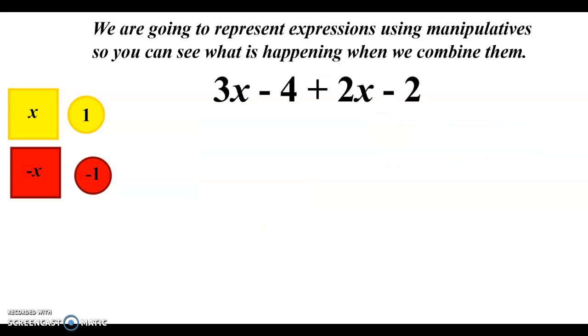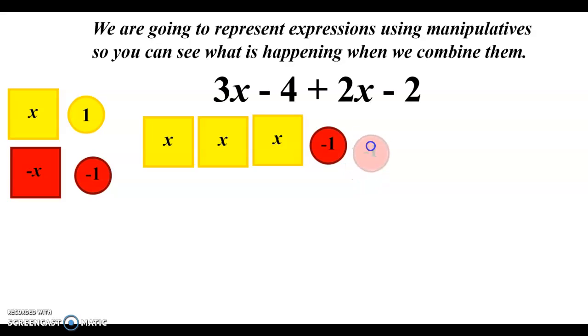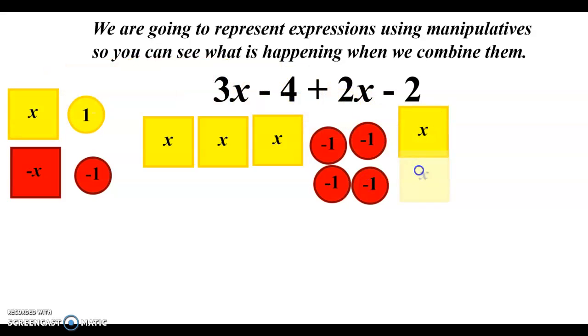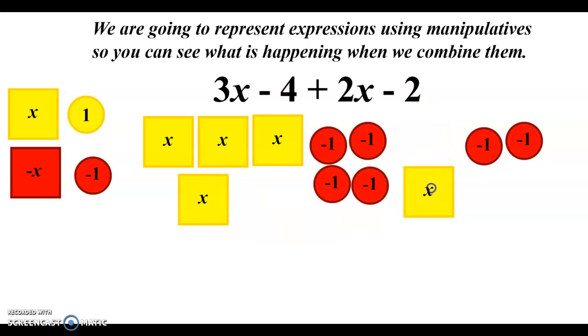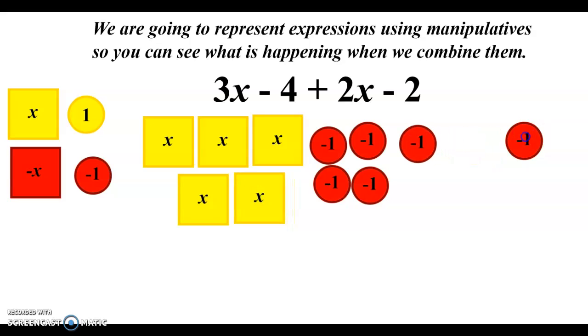All right. Once again, I have 3x minus 4 plus 2x minus 2. And I can simplify this. I can combine things that are the same. I can take my 3x and my 2 more x's and put them together. I can take my minus 4 and my minus 2 or negative 2 and put those together.